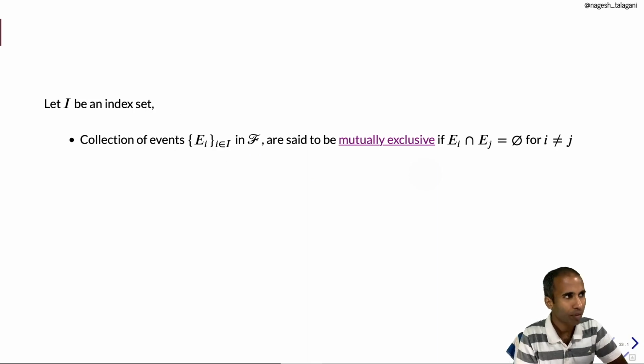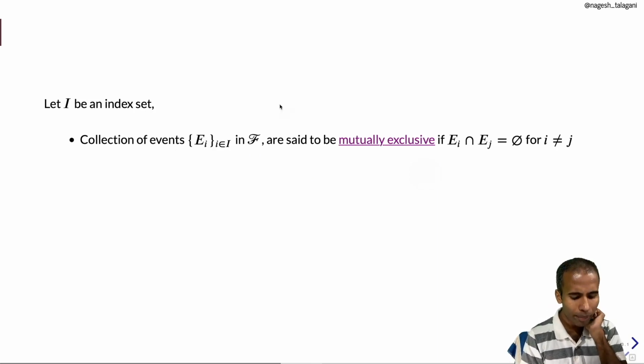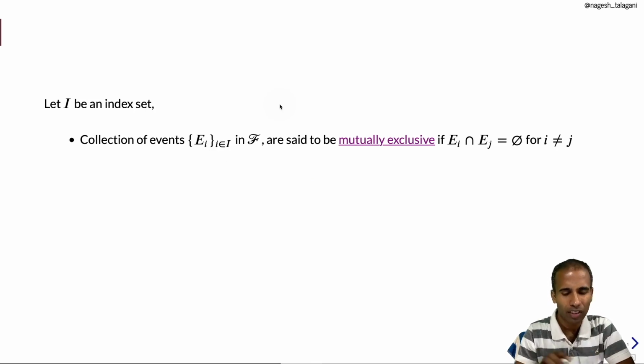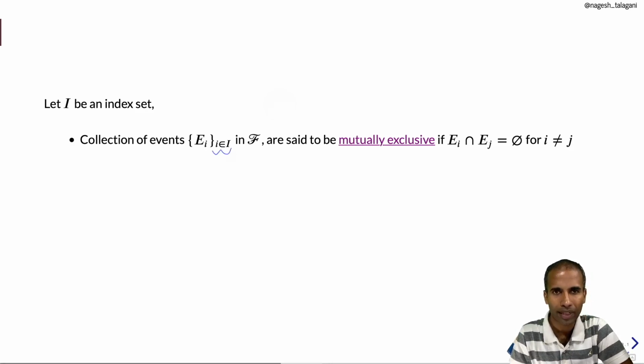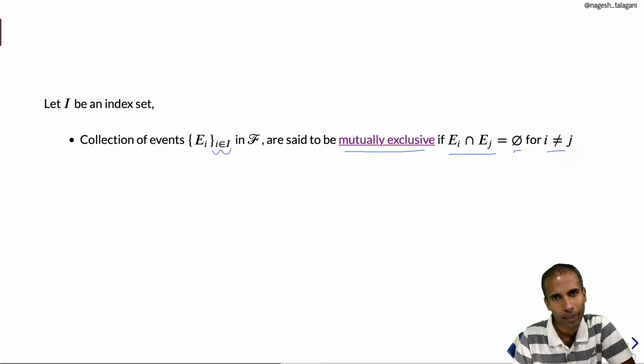Now let me define a few things here. Let capital I be an index set, any set where indices vary. A collection of events Ei, where small i varies over the capital I index set, in script F is said to be mutually exclusive if Ei intersection Ej equals empty for i not equal to j. Which means no two events in the collection can happen simultaneously. Which also means whenever we perform an experiment, at most one event can happen. Such a collection of events is said to be a mutually exclusive collection.